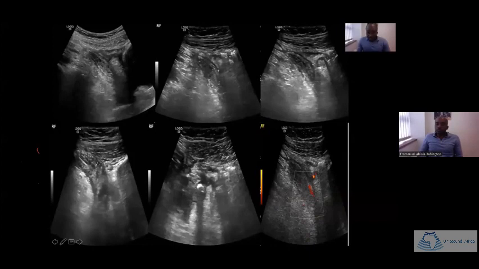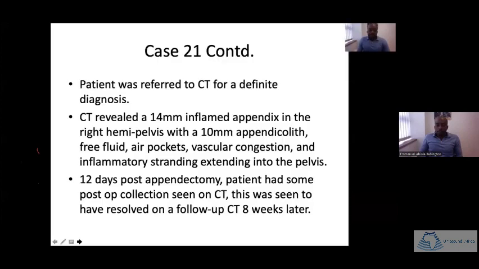And over here, you can see the appendicolith with posterior acoustic shadowing. And there you can see it's a bit hypervascular on power Doppler imaging. So the same patient was then referred to CT for a definite diagnosis.